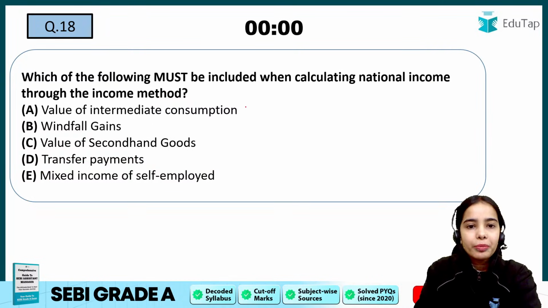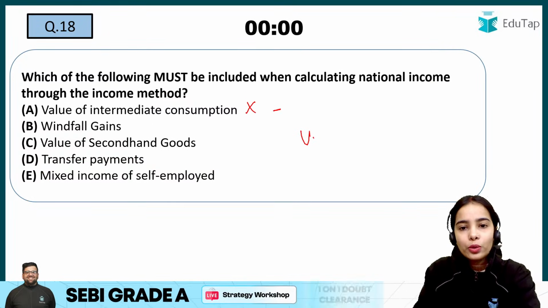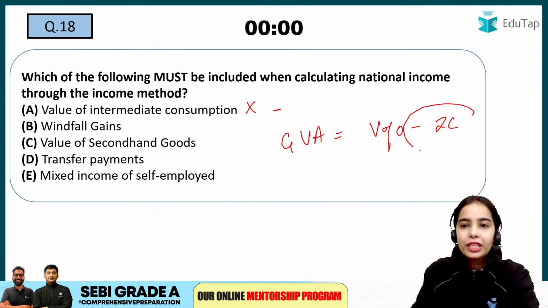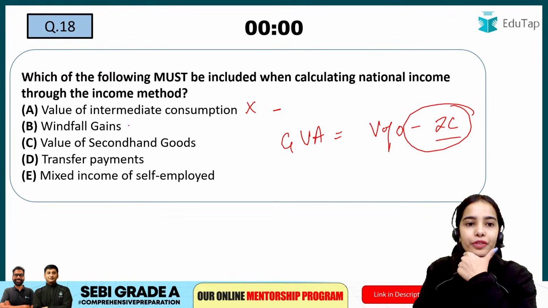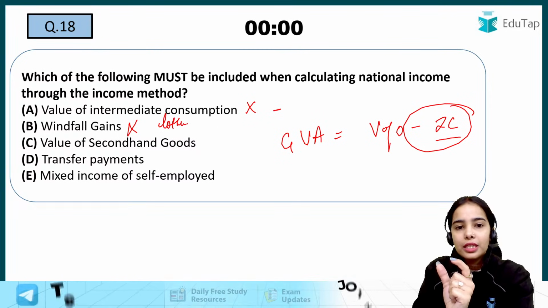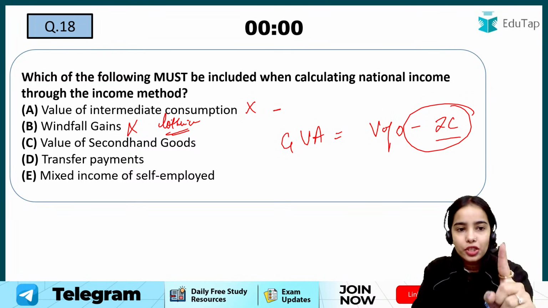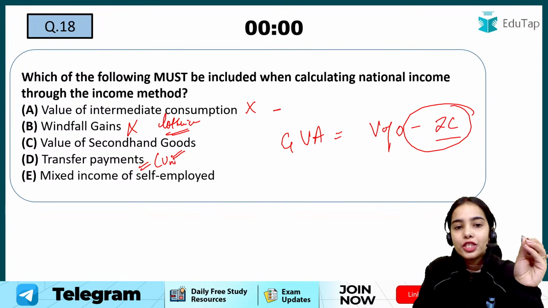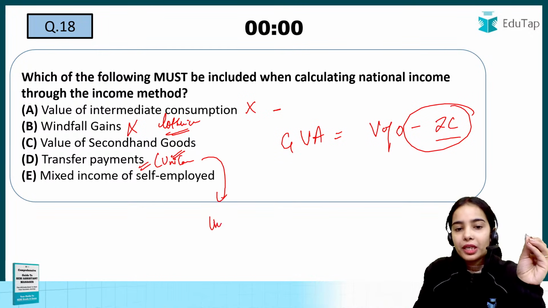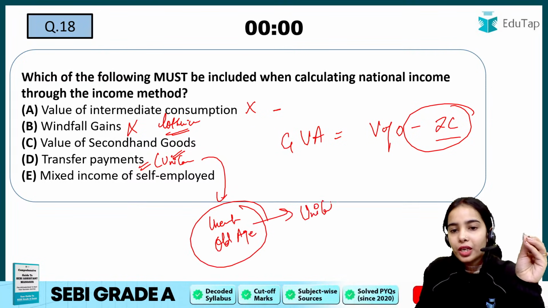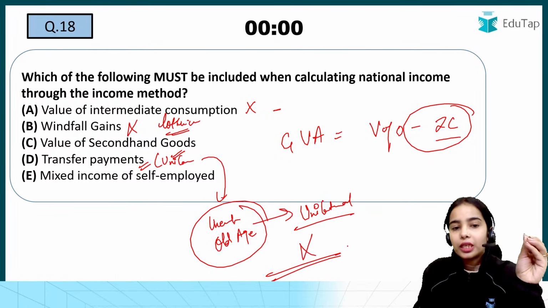Okay. Value of intermediate consumption. This is actually deducted in the gross value added method. We take the value of output, deduct the value of intermediate consumption. So intermediate consumption value is actually deducted. Windfall gains, such as money from lotteries, are not included in national income. Value of second hand goods is not included in national income. Transfer payments are known as unilateral payments, like unemployment allowances and old age pension. These kinds of transfer payments, the unilateral payments, are also not included in the national income.